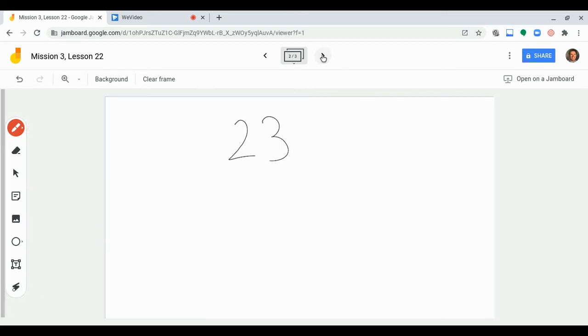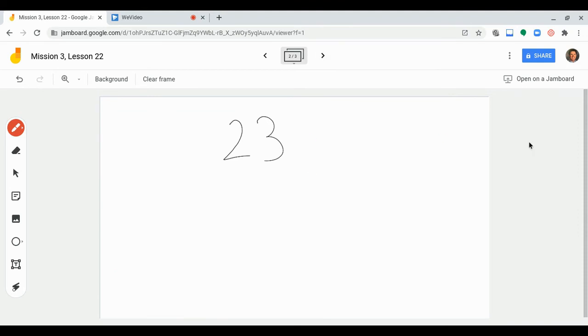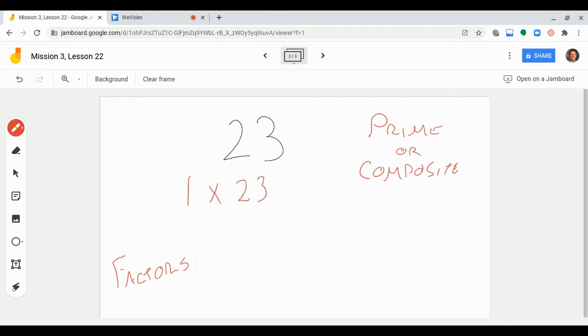Let's take a look at one more. 23. I want to determine all the factors, and determine if it's prime or composite. So, 23. What numbers can I multiply together to get 23? Well, to start off with, I know I can do 1 times the original number and get the original number. In this case, 1 times 23 equals 23.